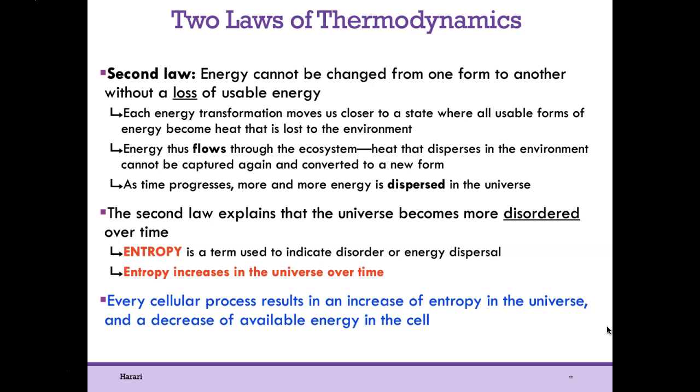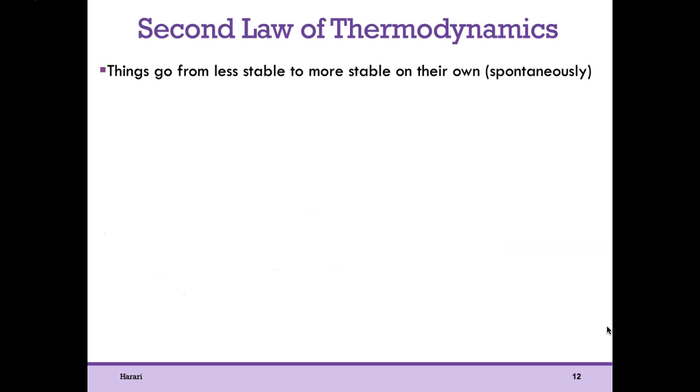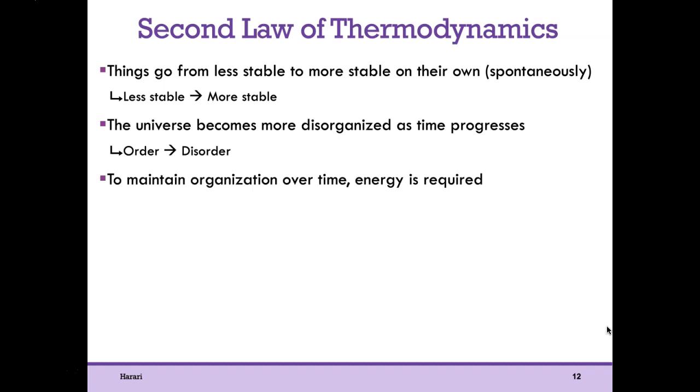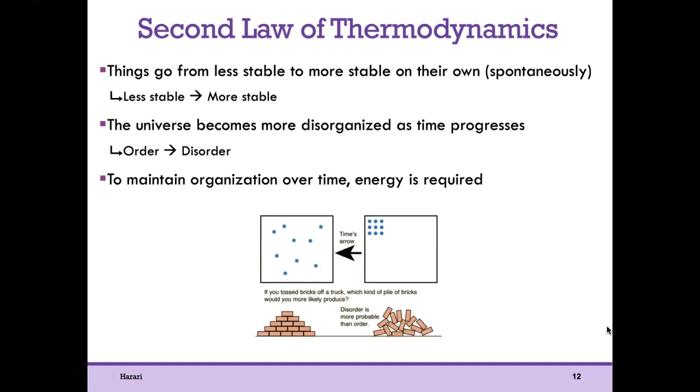And I'm going to explain this a little bit, but again, this is a little complicated. Entropy is one of the most complex concepts to understand in biology, I would say. Right, so things in nature go from less stable to more stable on their own. So things like to go from less stable to more stable. And we said the universe becomes more disorganized as time progresses. Right? Things are going from order to disorder. To maintain organization over time, energy is required.